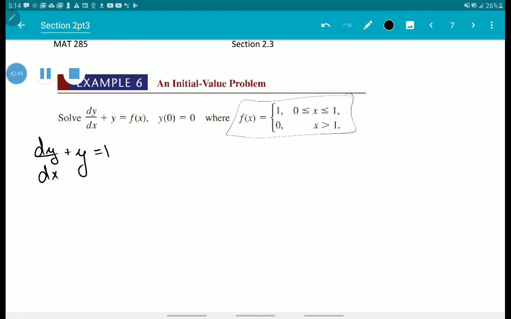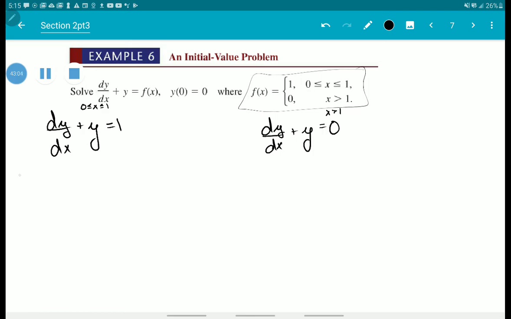This is going to work from 0 to infinity. Just kidding. 0 to 1. And this is going to work where x is greater than 1. So we need to set up our integrating factor.